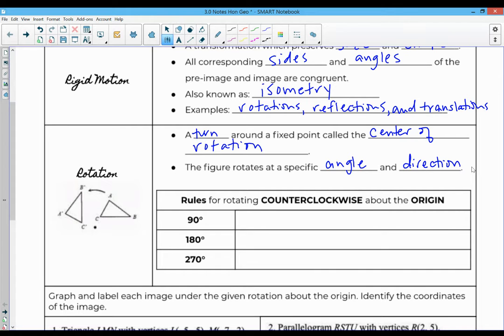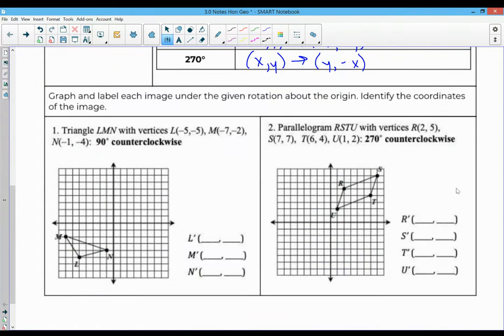The rules for rotating points about the origin: 90 degrees, your point (x, y) now becomes (-y, x). 180 degrees, (x, y) now becomes (-x, -y). And then 270 degrees, (x, y) becomes (y, -x). So we're going to practice doing a few of these, graphing and labeling each image under the given rotation about the origin, and identifying the coordinates of the image.